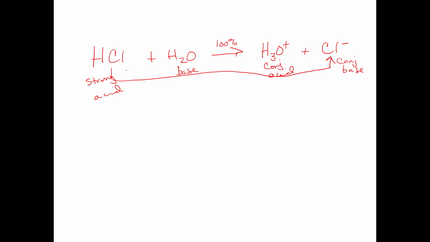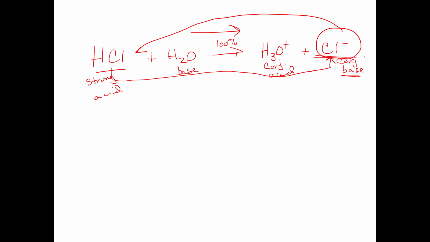Now, when I'm saying that this is strong, and so this goes this way 100%, that means my chloride, which is my conjugate base, is so weak that it can't reform the hydrochloric acid. So that's why it completely stays in this form.